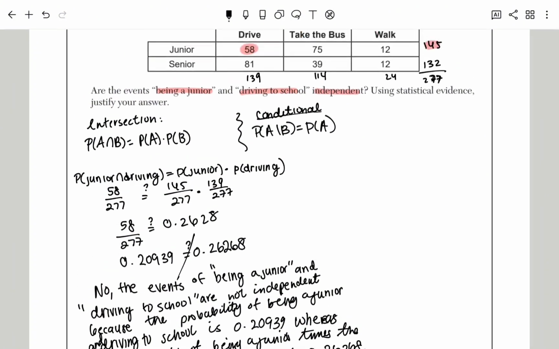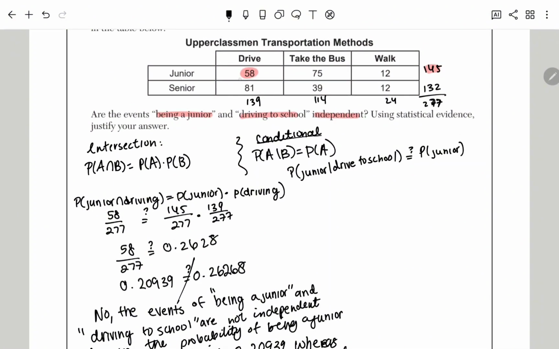If you were going to do this with a conditional probability, it would just take a little bit longer. It's just saying the probability of being a junior, given that you drive to school, does that equal the probability of being a junior? So the probability of being a junior, given that you drive to school, so you drive and be a junior, would be 58 over 139. And the probability of being a junior is 145 over 277.